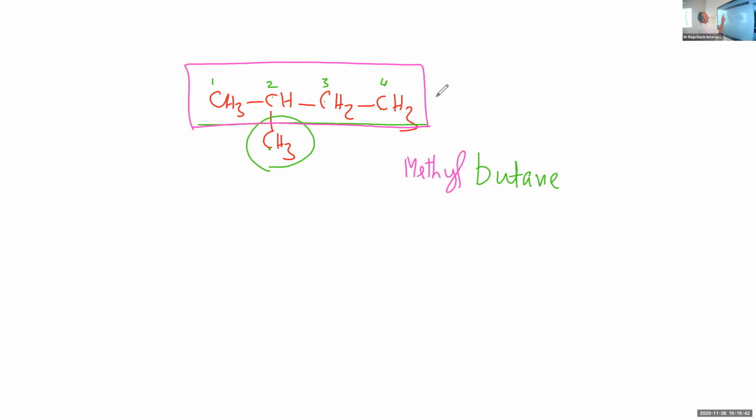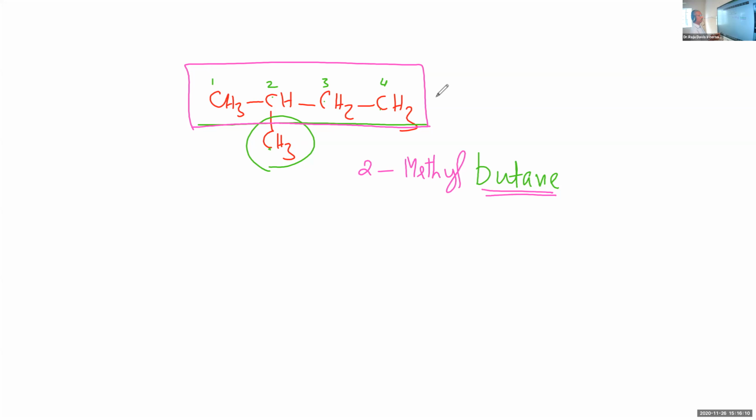If it is numbered from left to right, then the methyl group is on the second carbon of the parent. Do you follow this? Can you follow these things? The methyl group is on the second carbon. So you can write it as 2-methyl butane, where butane is the parent.